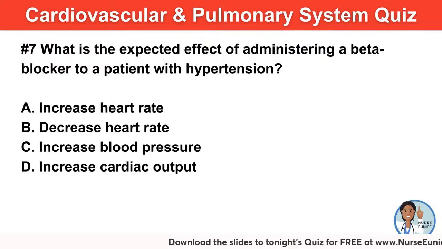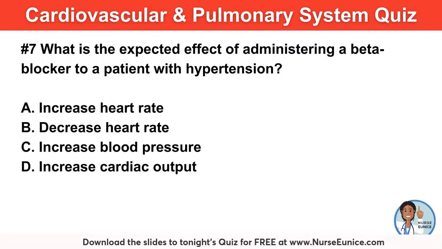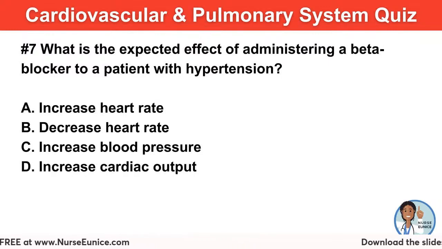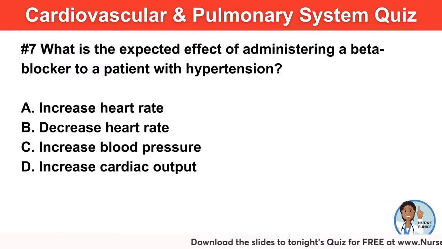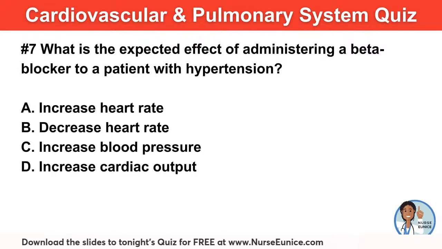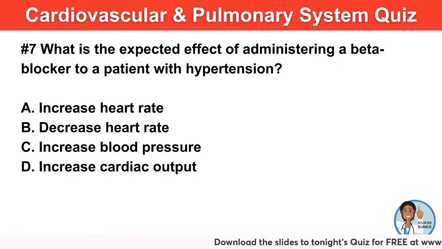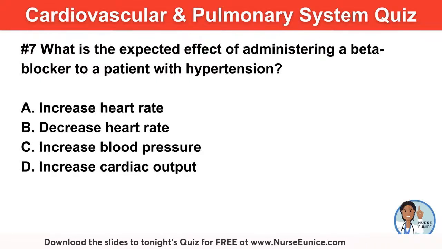Number 7, what is the expected effect of administering a beta blocker to a patient with hypertension? And this one's tricky because we'd expect the answer to be decrease the blood pressure, but that's not one of the responses. So is it A, increase the heart rate, B, decrease the heart rate, C, increase blood pressure, or D, increase cardiac output? What does a beta blocker do when administered to someone who has hypertension?